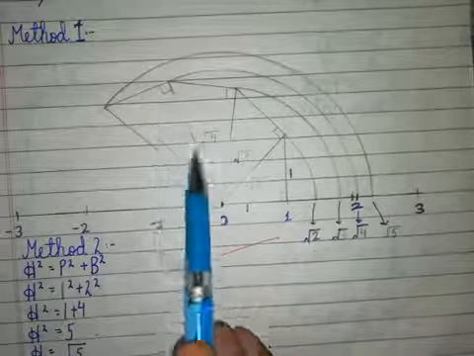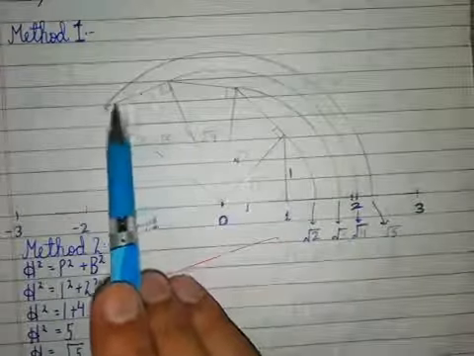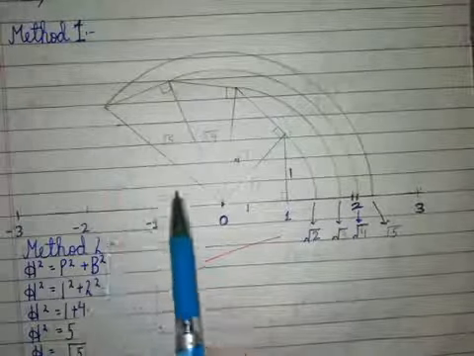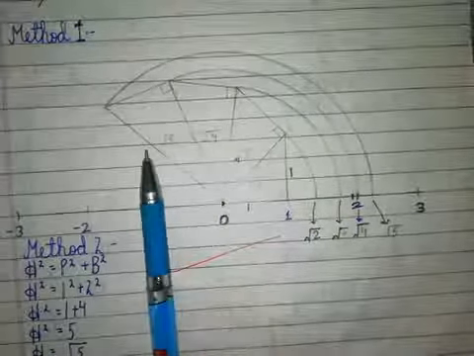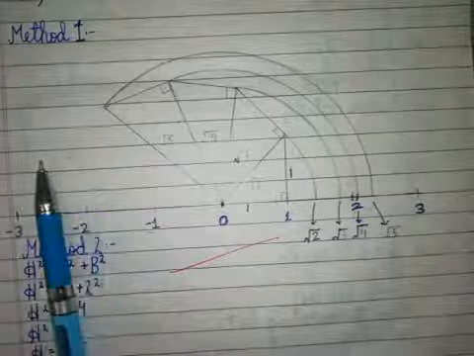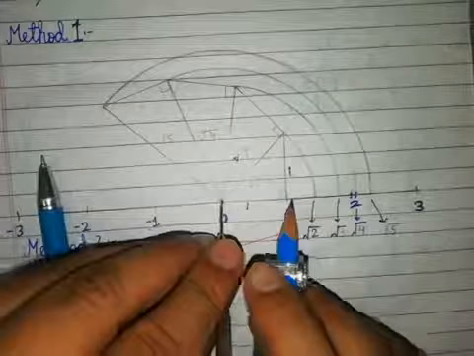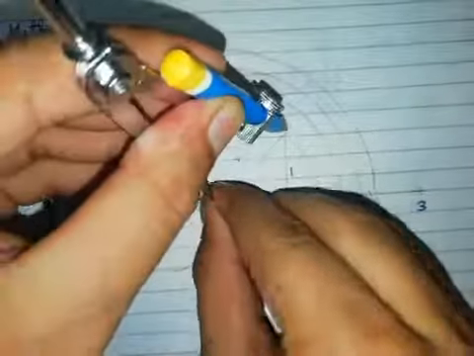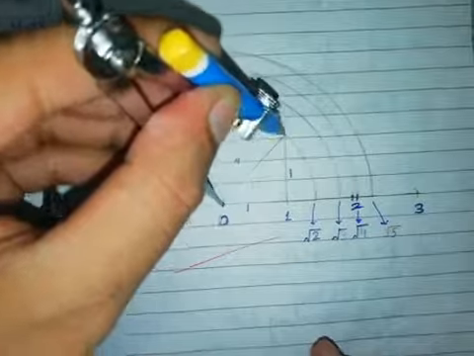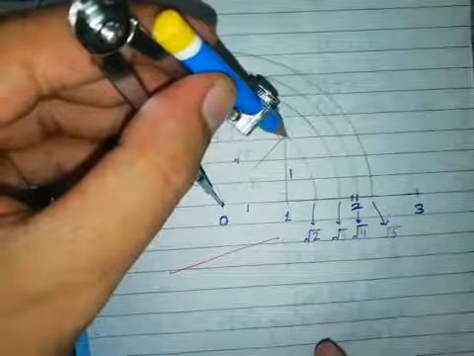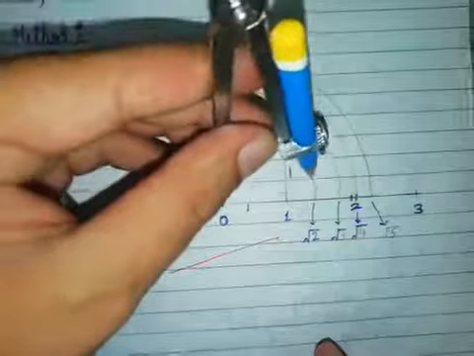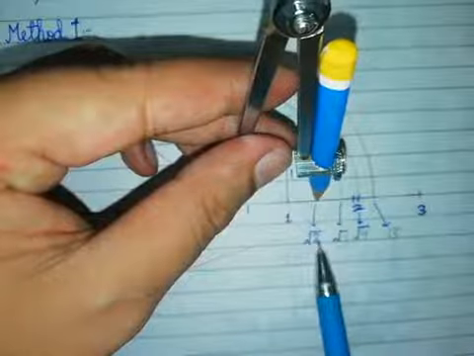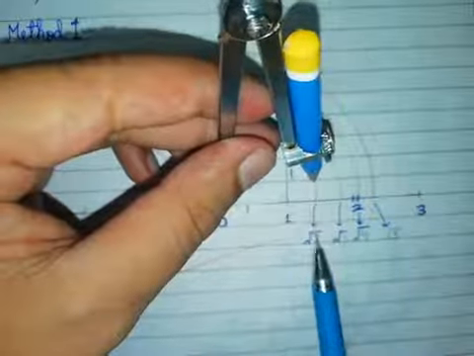Then again on this we have to draw a 90-degree angle, and this point we have to join. So this represents our under root 5, okay. Now we have to take a compass, and in the compass what we have to do, take this distance, under root 2 distance, okay, and mark an arc, this arc. So this point represents under root 2.